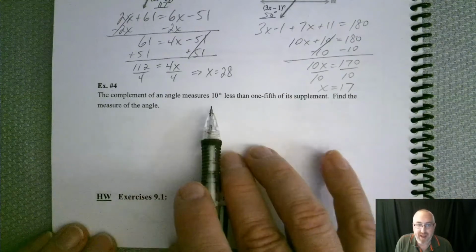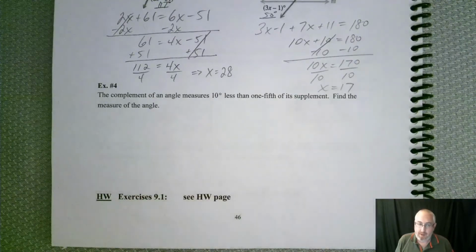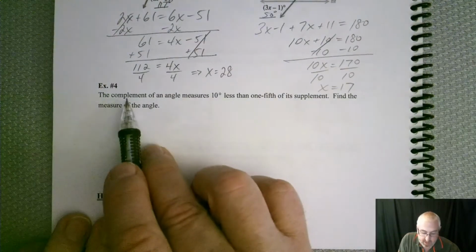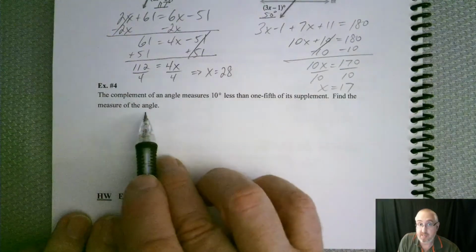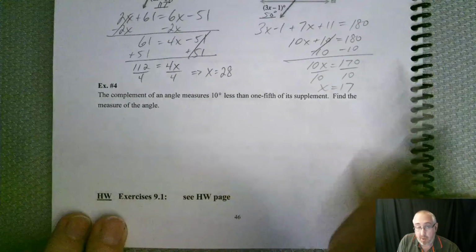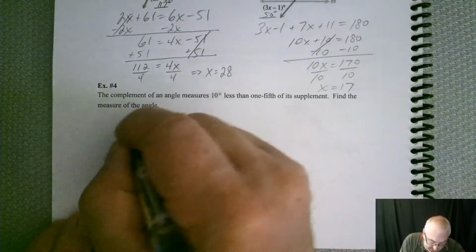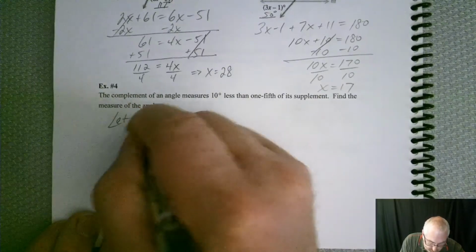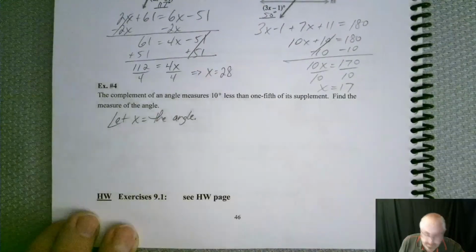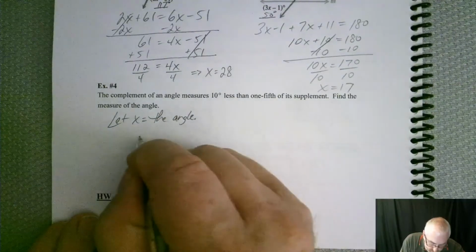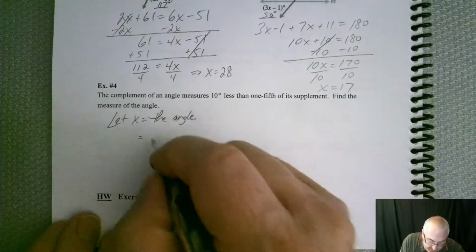Find the measure of the angle. Well, okay, we got to set up some statements to describe these different components. So we need something that describes the complement, something that describes the supplement, and something that describes the angle. Let's start with that. Let x equal the angle. All right. Now we also need the complement and the supplement.